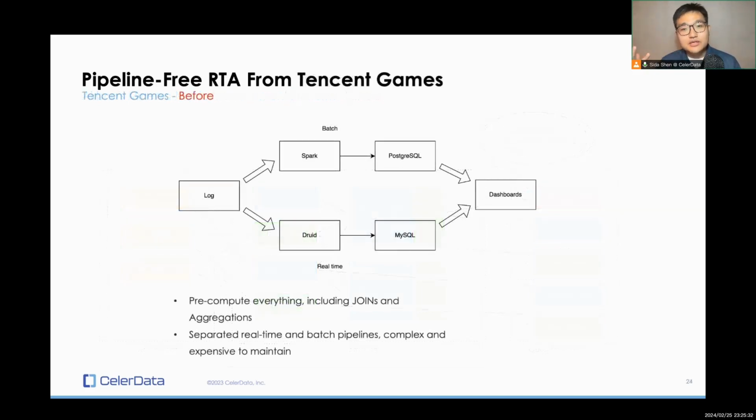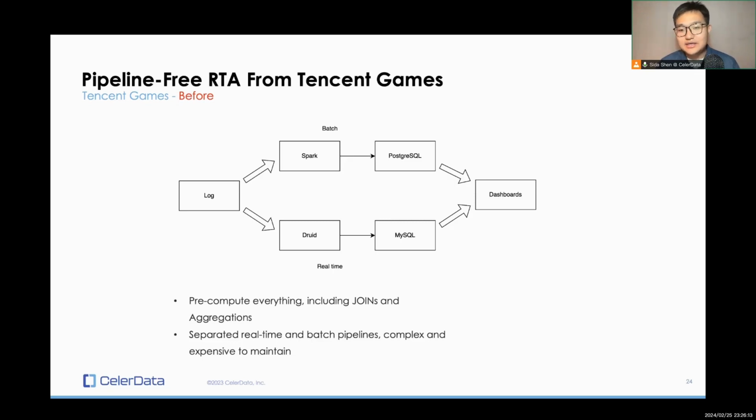The second example is from Tencent Games. Tencent Games is one of the biggest gaming companies in the world, right? They have big titles such as PUBG and League of Legends. So before, they were actually in an even worse situation than Airbnb. Airbnb only does denormalization, but for Tencent Games, everything is pre-computed, including joins and aggregations. They pre-compute every single thing and use a TP database for serving all of its dashboards, right?